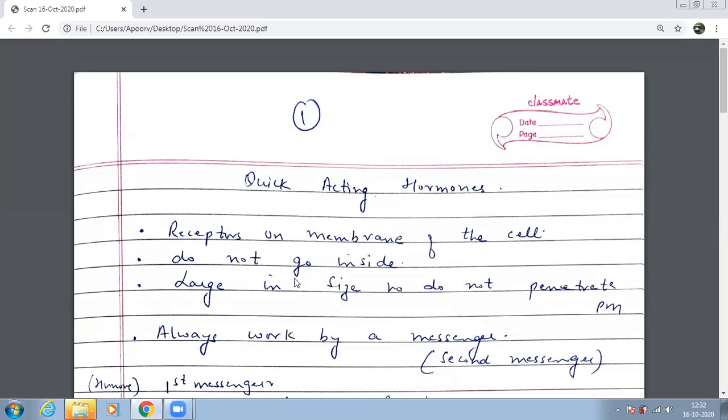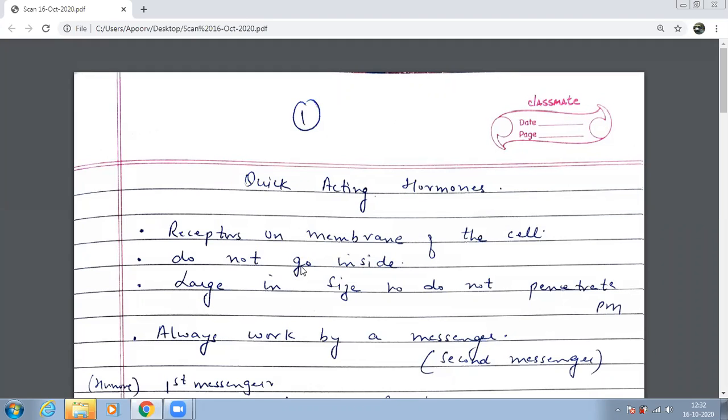So let us compare now. The receptors of slow acting hormones are present inside the cell, whereas the receptors of quick acting hormones are present on the membrane of the cell. Second, the slow acting hormones penetrate the membrane and go inside the cell. The quick acting hormones do not go inside the cell. The slow acting hormones are small in size and easily penetrate the membrane, but the quick acting hormones are large in size, so they do not penetrate the membrane. Got the three main differences?